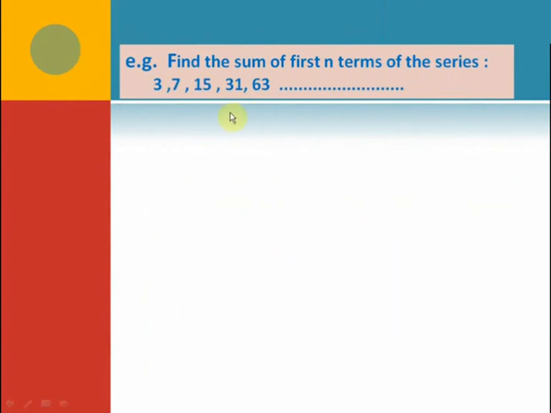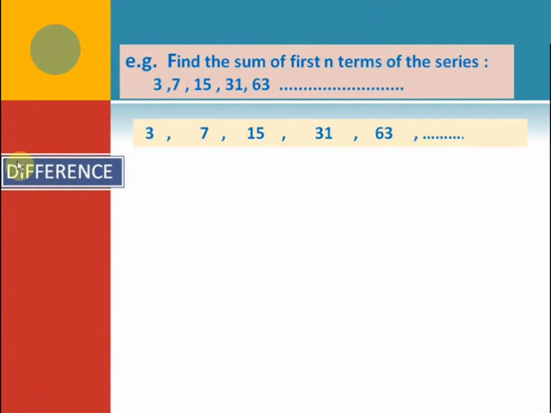Now let's take one more example. Find the sum of first n terms of the series. The series is 3, 7, 15, 31, 63 and so on. Let's again try to find out the sum of first n terms of the series. So the terms are 3, 7, 15, 31, 63 and so on.